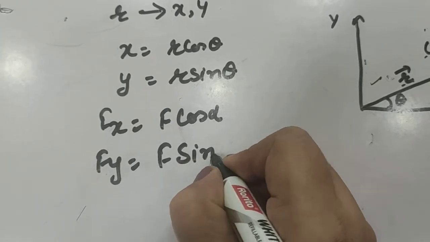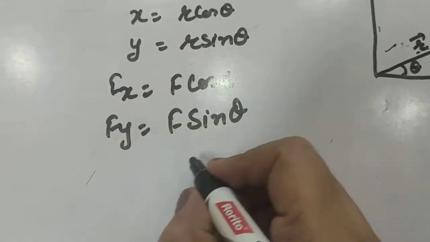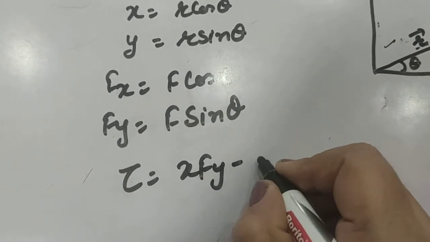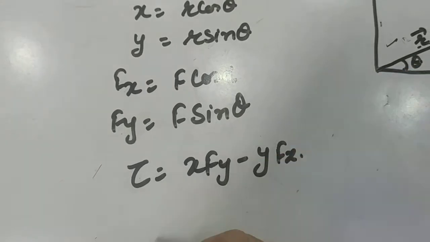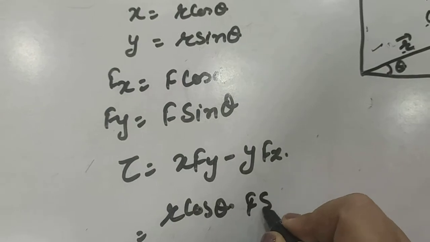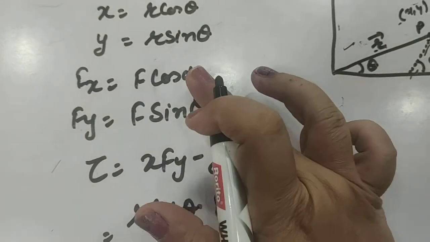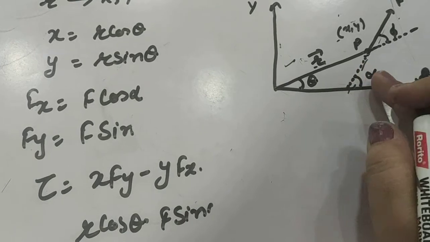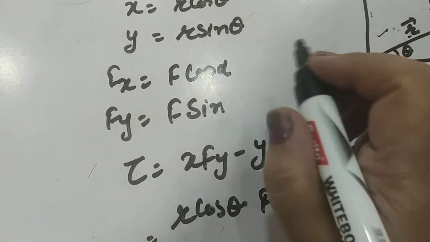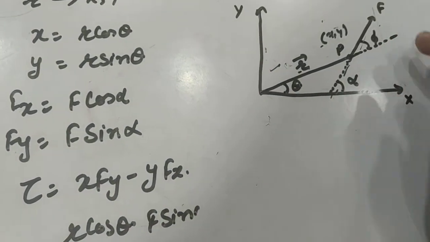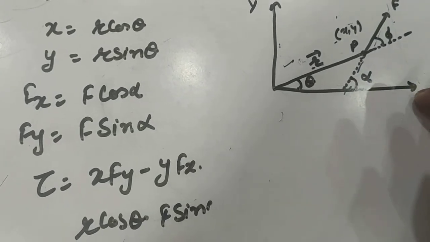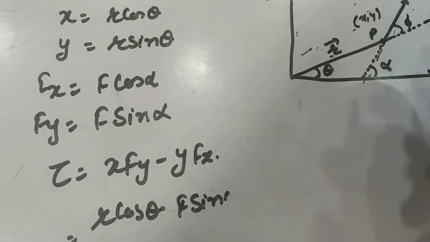F sin alpha. Now in the previous video we derived the expression for torque, which was x Fy minus y Fx. Putting in these values, x is r cos theta and Fy is F sin alpha. This angle is alpha, the line of action making an angle alpha. Fx is F cos alpha and Fy is F sin alpha.